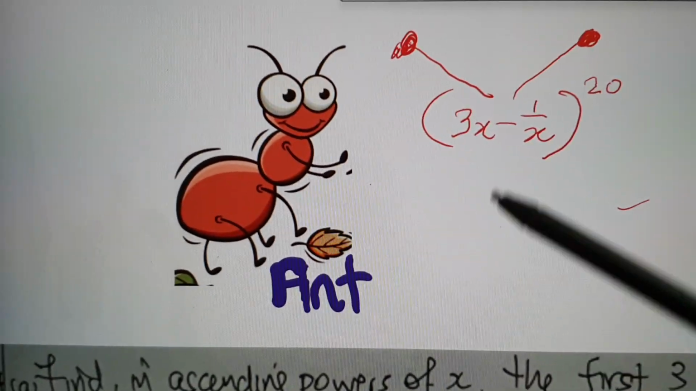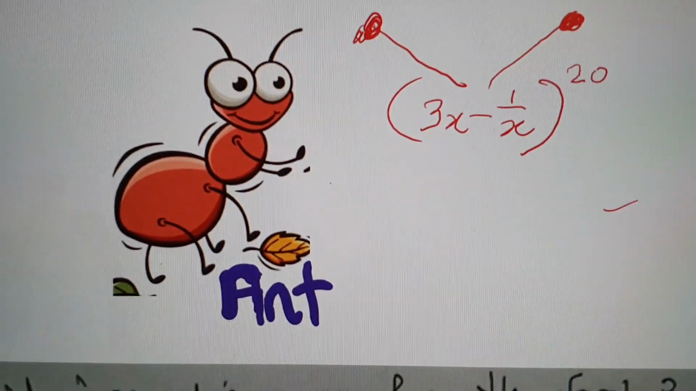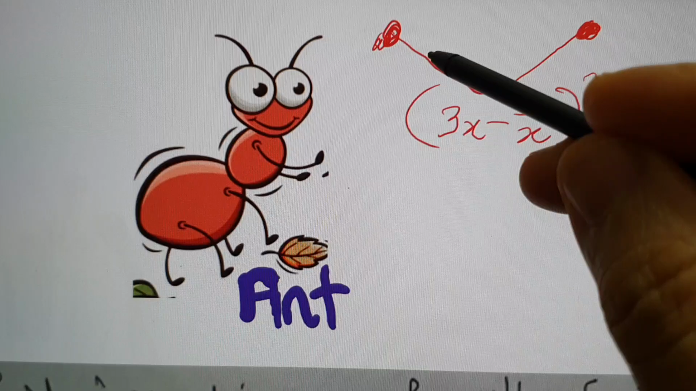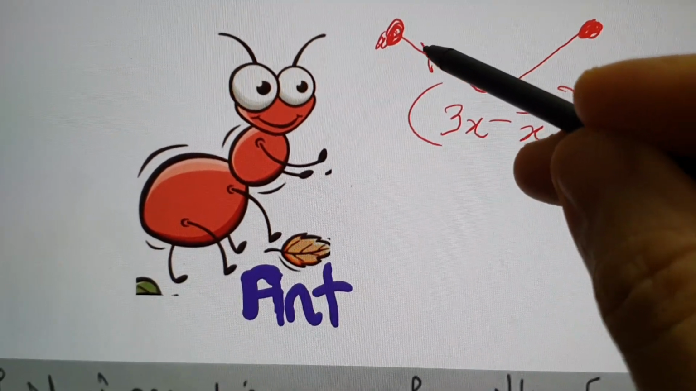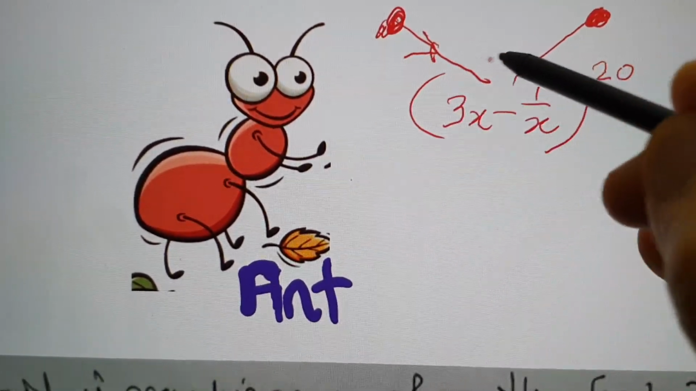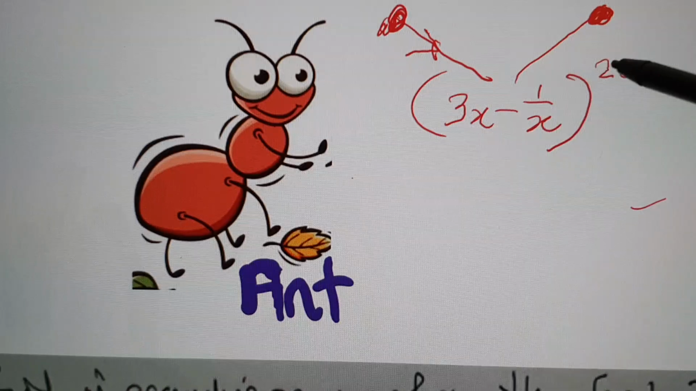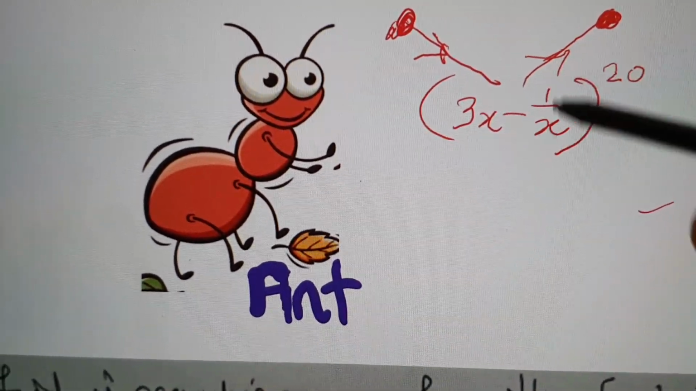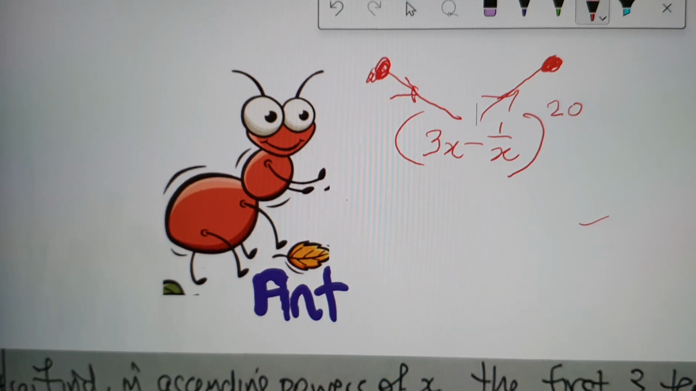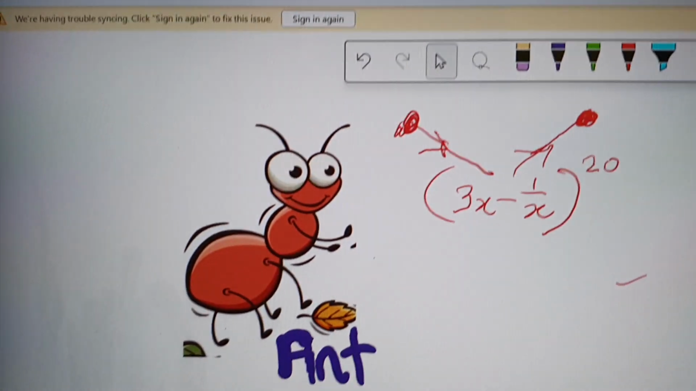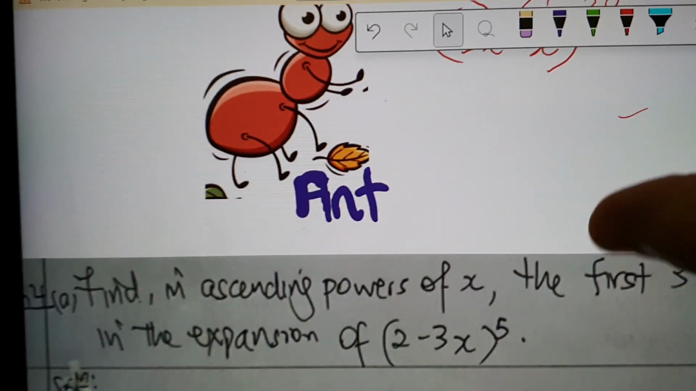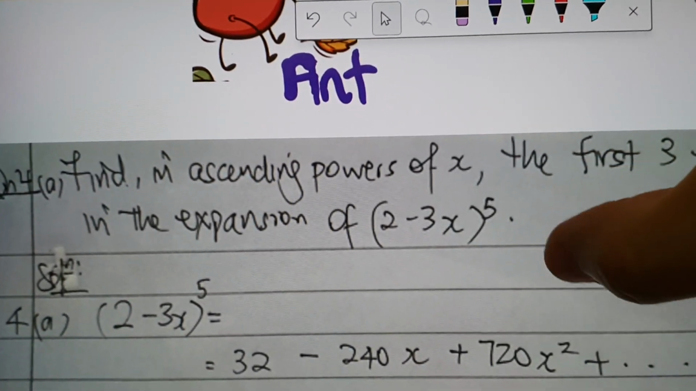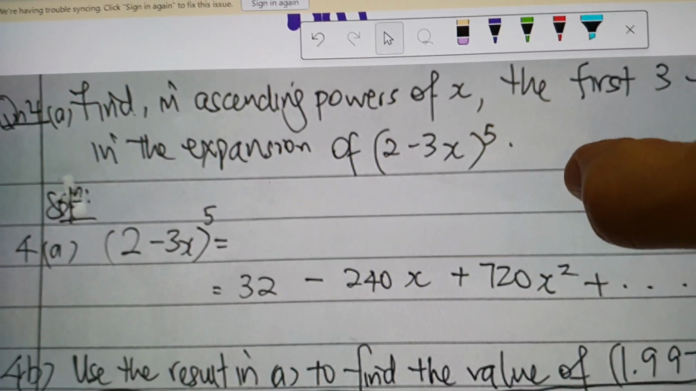I'm going to use this N to help us understand that the power of the first term is always going to decrease when you read from left to right. When you read from left to right, the power of this term is going to increase. I'll go through more as we go along, but this is the gist of how you apply the binomial theorem.